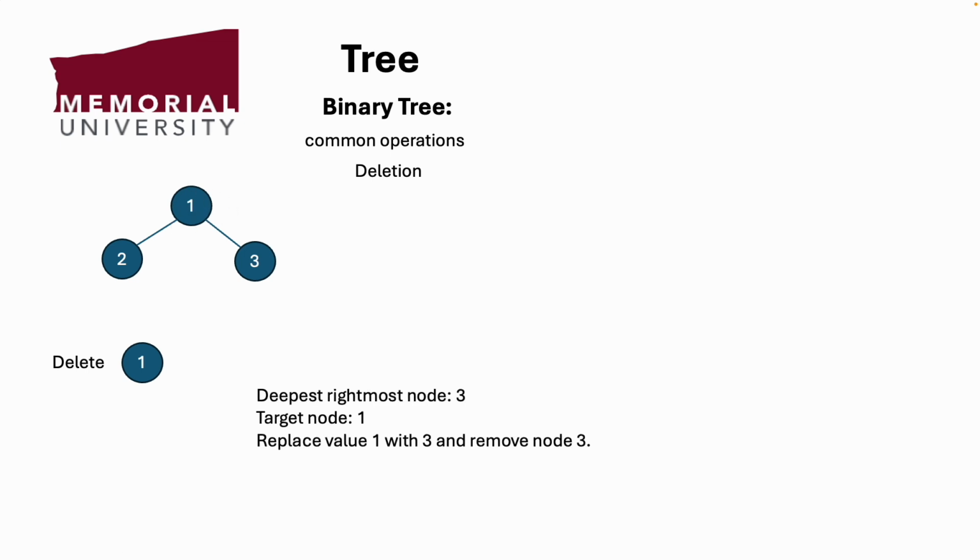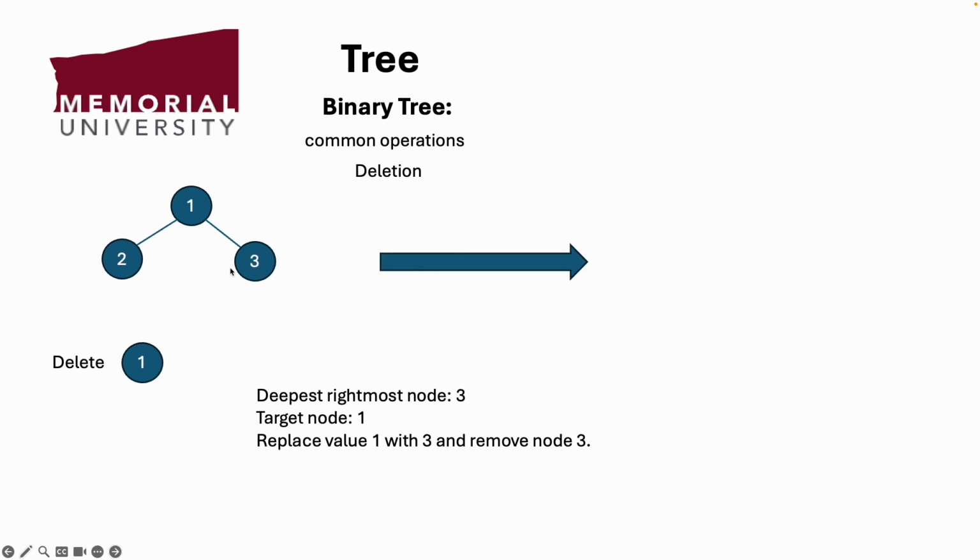Okay, let's apply the strategy. Let's find the deepest rightmost node. It's what? Node 3. The target node is node 1. We're going to replace the value 1 with the value 3, and then remove the node 3.